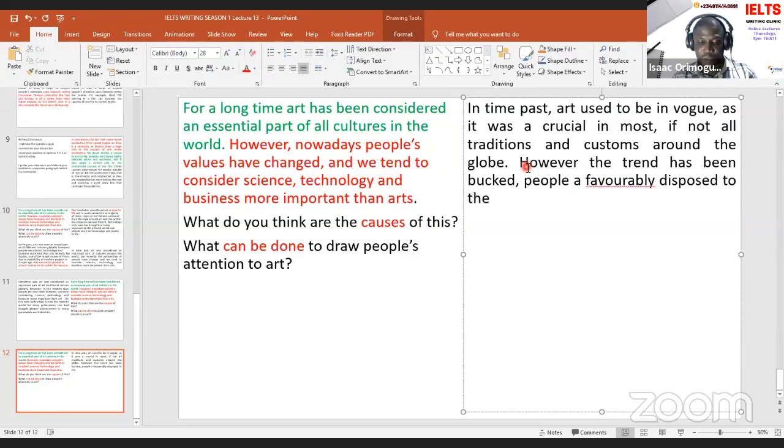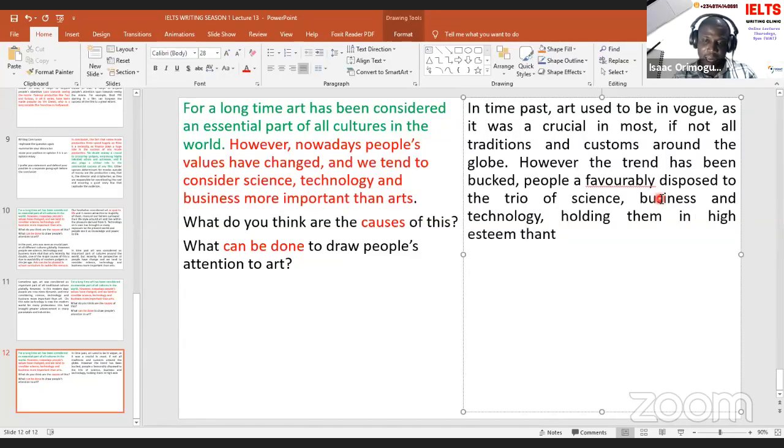to the trio of science, business, and technology, holding them in high esteem than arts. Please, you need to be very, very particular about using higher expressions. Good, I don't call them higher expression now.